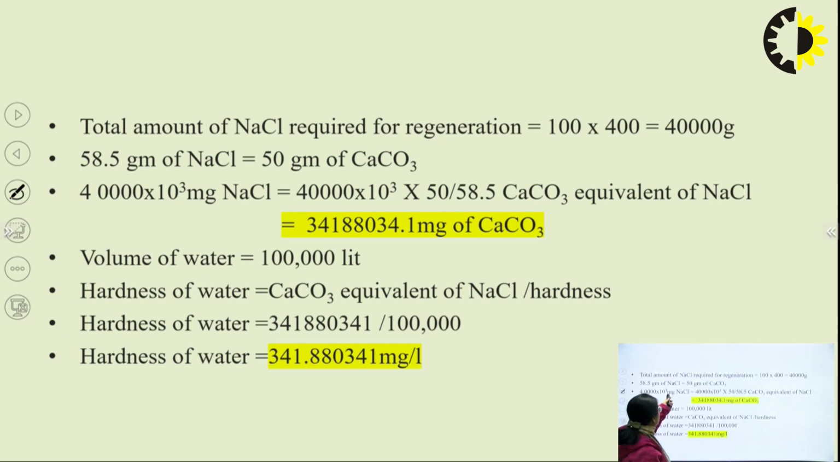40,000 into 10 to the power 3. I was doing it in grams, you can do it in milligrams. Milligram of NaCl is equal to 40,000 into 10 to the power 3 multiplied by the equivalent weight of calcium carbonate divided by the equivalent weight of NaCl. So, this many milligrams of calcium carbonate equivalent hardness was produced, and this much hardness was produced by 1 lakh liters of water. So, 1 liter of water is going to produce how much hardness? This is the amount of hardness which was produced by 1 lakh liters of hard water.